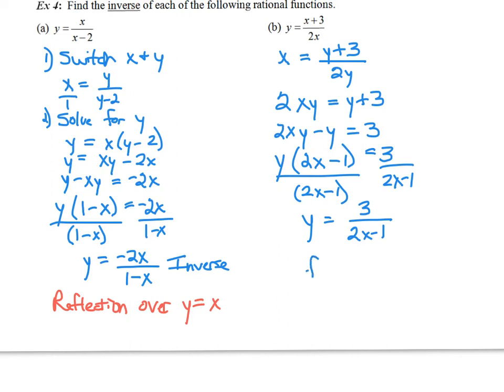Sometimes we write the inverse in inverse notation. F to the minus 1 of x is equal to 3 over 2x minus 1.